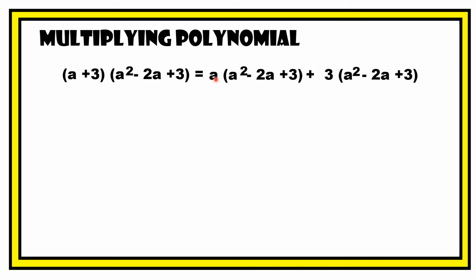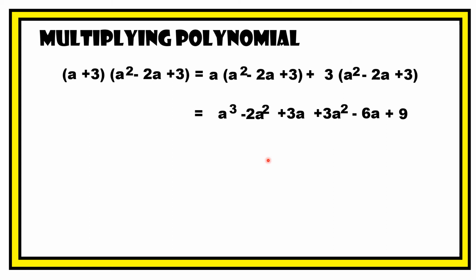Then, multiply na natin kada term. So, a times a squared, a cubed. Then, a times negative 2a, we have negative 2a squared. Next, a times 3, we have positive 3a. This time, 3 times a squared, we have positive 3a squared. 3 times negative 2a, the answer is negative 6a. Then 3 times 3, we have positive 9.